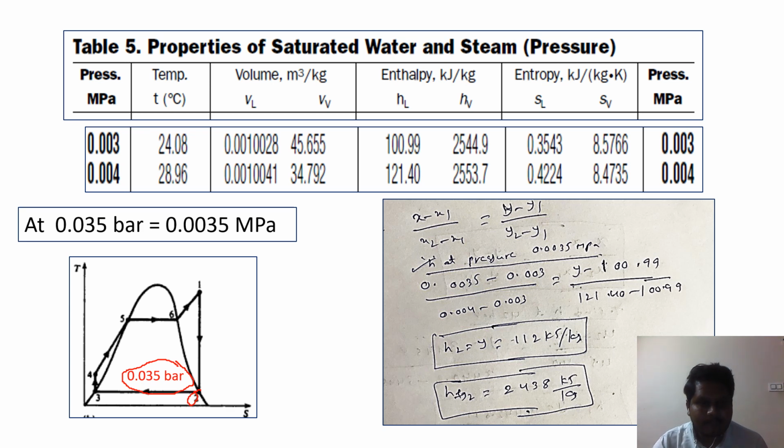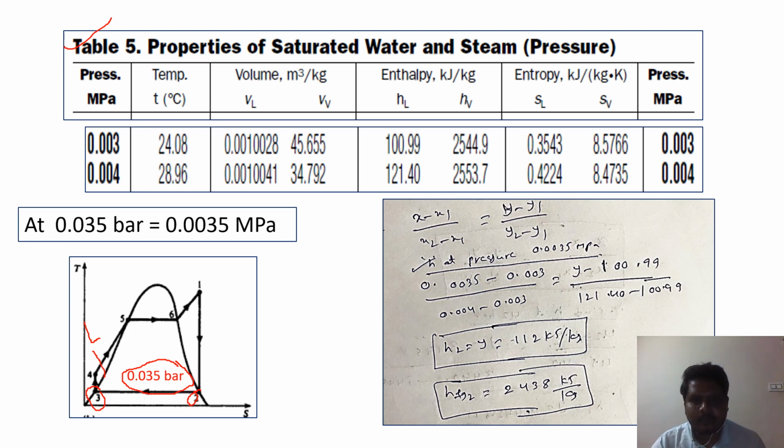Here, point 3 is on the saturated liquid line. So here we have to refer to the saturated water and steam tables. Since we know the value of pressure, we have to refer to the pressure based steam table. This is the saturated water and steam pressure based table.